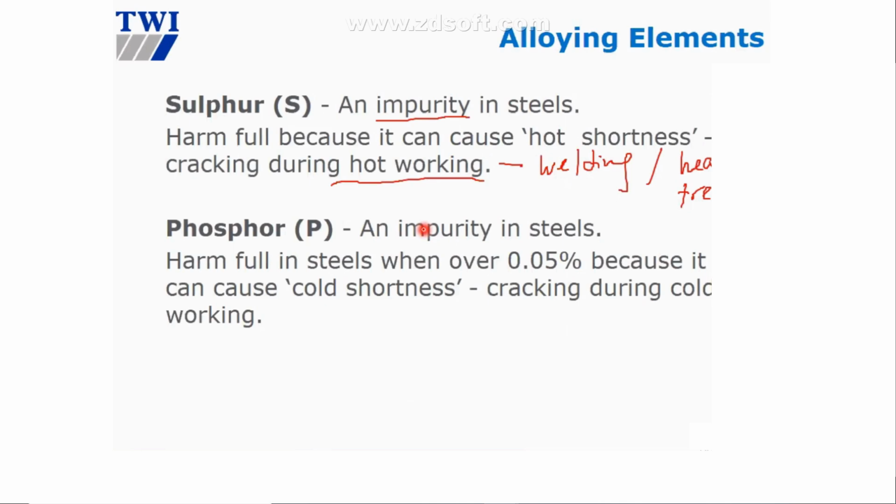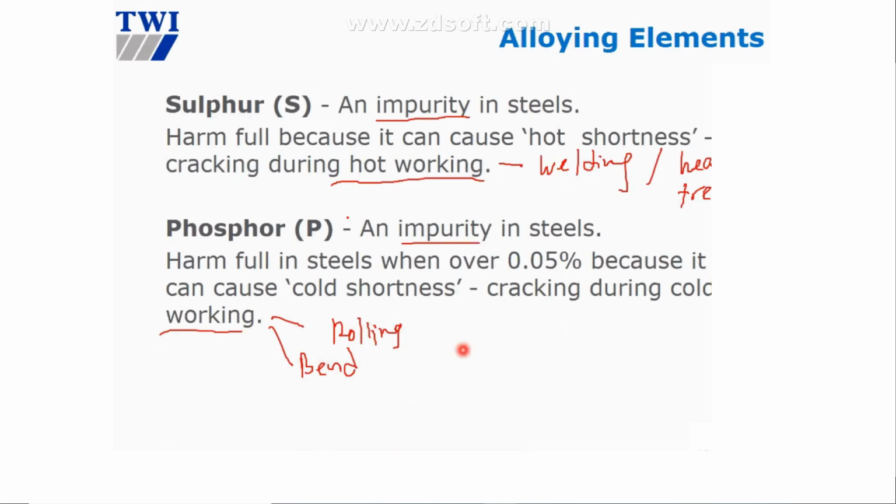All right. Phosphorus is also an impurity in steel, harmful in steel over 0.5 because of cold shortness. Cracking occurs during cold working. Cold working here can be like rolling, when we form the material, or maybe bending. We bend the material, but because of high phosphorus, it will break. So again, if we have high phosphorus, then the quality of the steel will be lower.